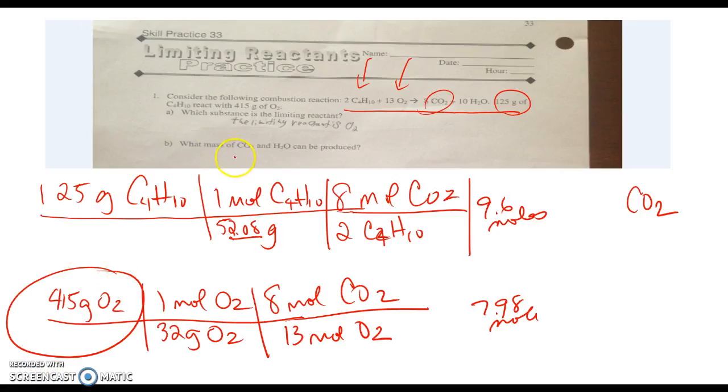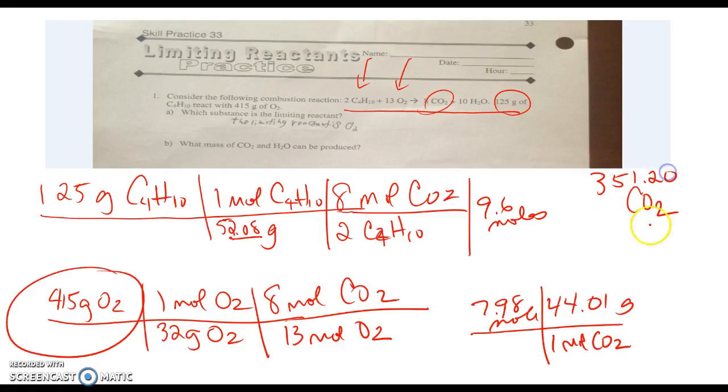And then what mass of CO2 and H2O can be produced? Well, we have the moles of CO2, don't we? So 1 mole of CO2 is 32 plus 12.01, 44.01 grams, times 7.98. So I will make about 351.20 grams of CO2.